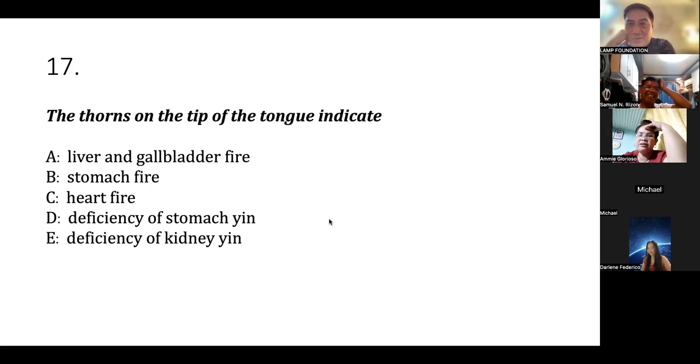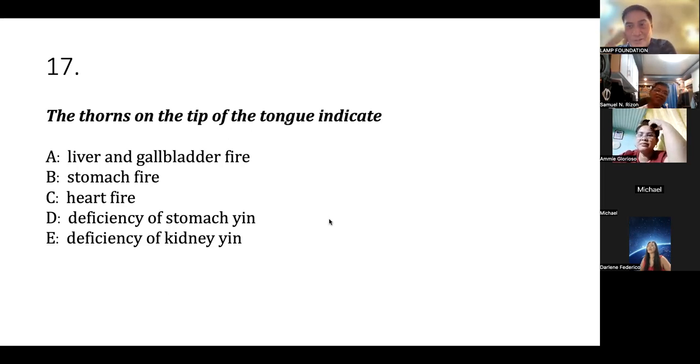Anong itsura ng fire? Stomach yin deficiency? Wala po. Oo. Okay, wala po. Can you tell us, gaano kakapal ang coating sa stomach yin deficiency? Anong kulay ng coating? Thick po, yung makapal po.